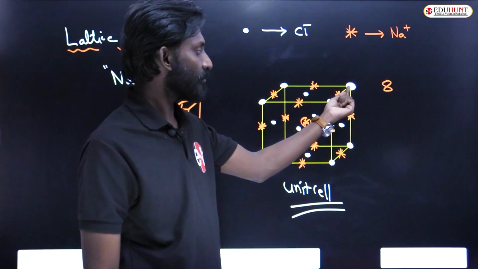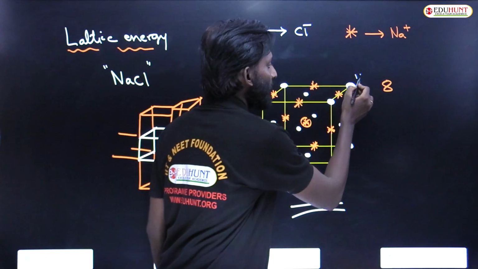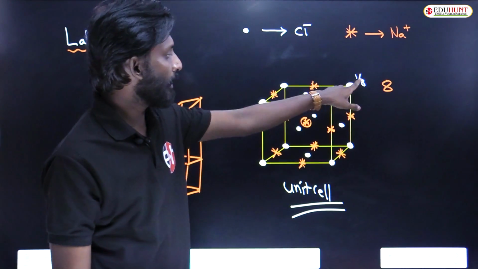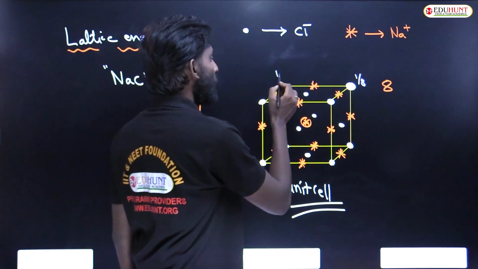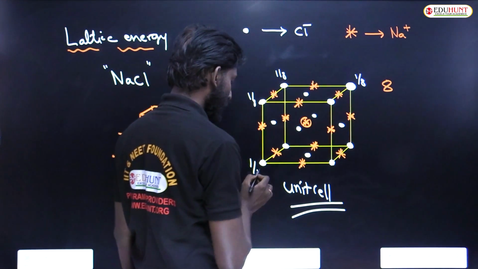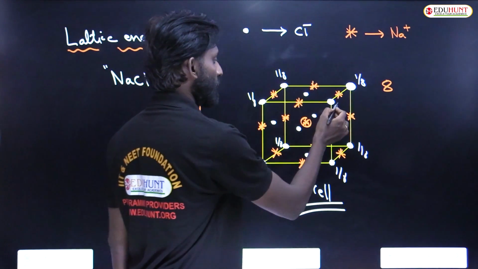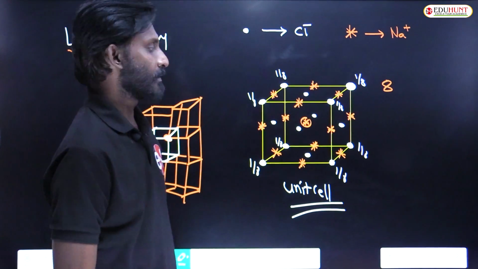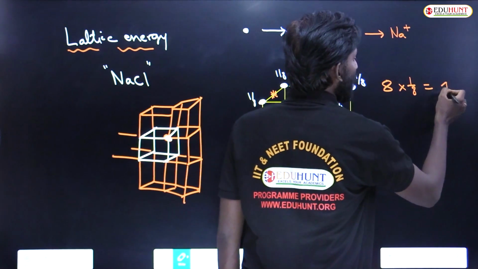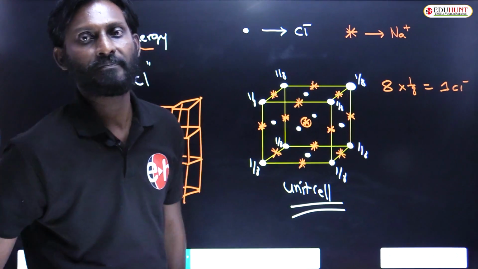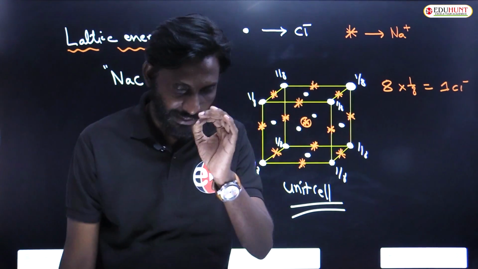So the Cl- present in the corner is shared by 8 unit cells. Are you getting the point? So from this Cl-, only 1/8 portion of the Cl- belongs to this unit cell. Like that, 1/8, 1/8, 1/8, and here also 1/8. Similarly there are 8 corners, so 8 into 1/8, there is 1 Cl- coming from the corners. I hope you understand.